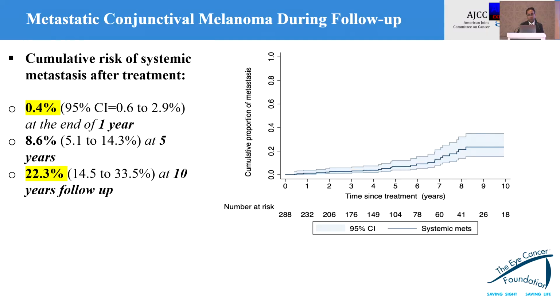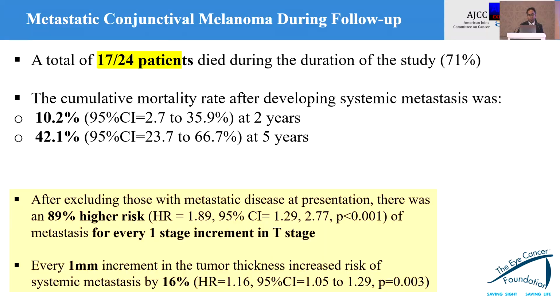The cumulative risk of systemic metastasis was less than 1% at 1 year, and it shot up to 22.3% at the 10-year follow-up. 17 patients out of 24 died in the duration of the study. Of note is that the data was collected prior to introduction of systemic immunotherapy, which has shown promising results in life salvage in such patients.